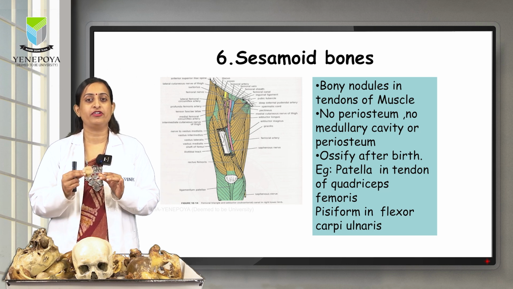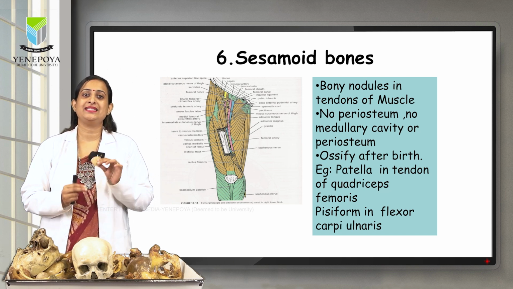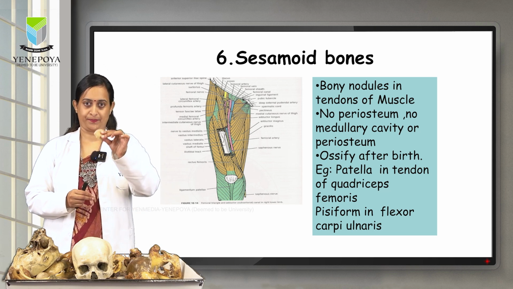What is the best example? You can see here, this is the patella. It develops in the tendon of quadriceps femoris.